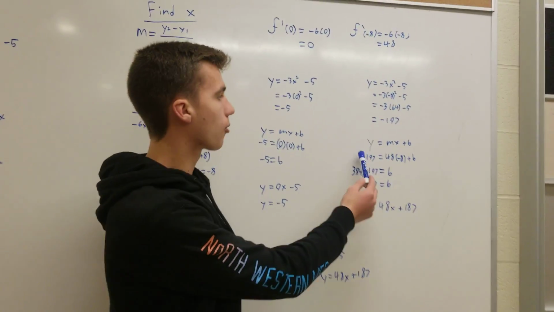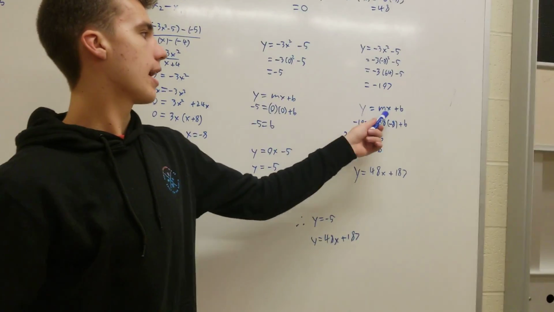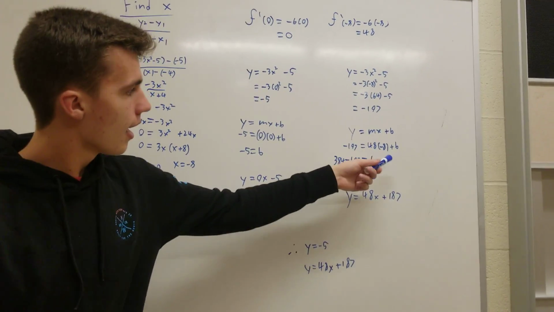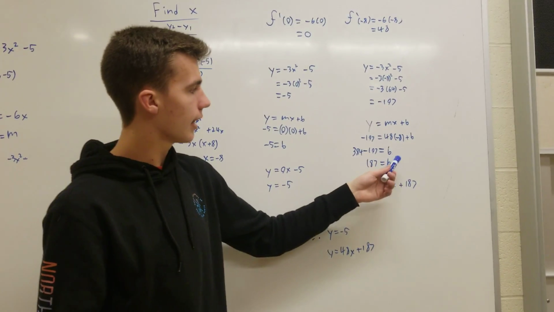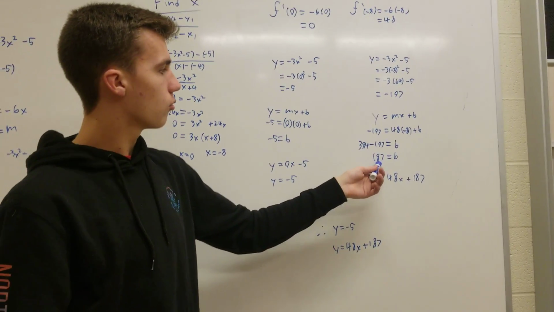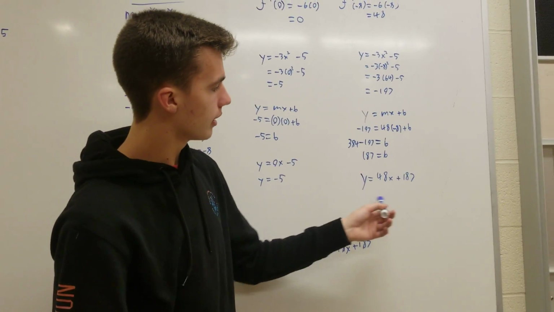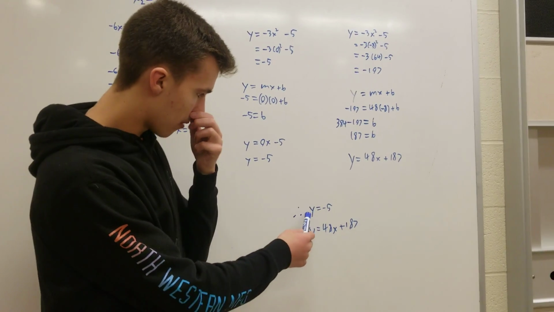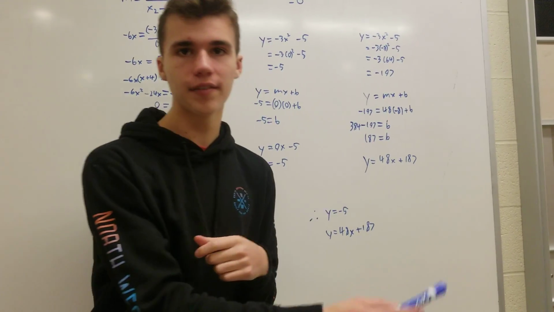Now I have three variables, so I can solve for the fourth one. Substitute y, m, and x: -197, 48, and -8. I simplify, move it all to one side, isolating b, and that leaves 187. So now I know the slope is 48 and b is 187, so this is the line equation. The two line equations together are y = -5 and y = 48x + 187.